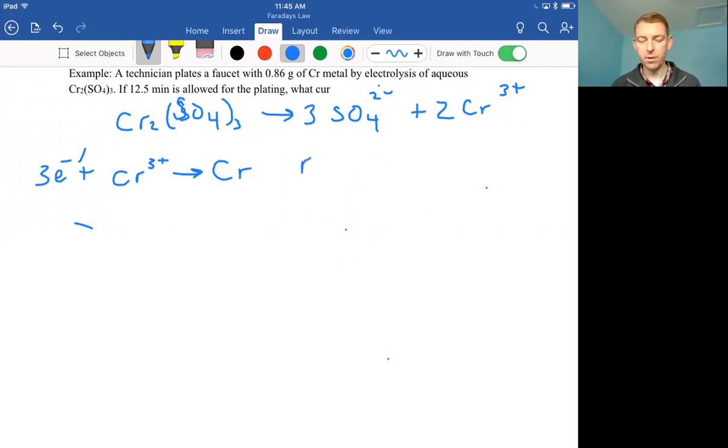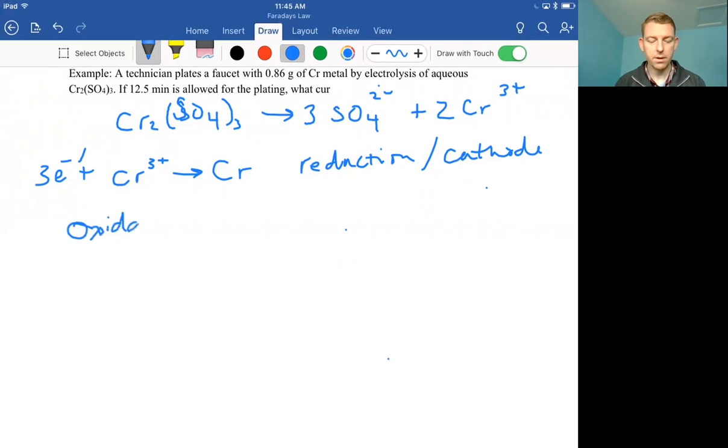Okay, and this is going to be, of course, our reduction half cell or the cathode. Okay, but I don't see anywhere listed there what's going to be working as our anode. So something has to be oxidized in order for this to get reduced. And where is our oxidation? In this case, it's water. Okay? The water itself is going to be oxidized into oxygen gas.